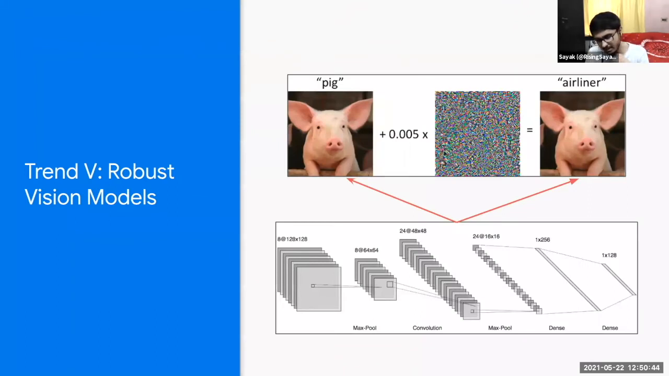And the final trend I have been observing here is robust vision models. So yeah, let's see what that is.